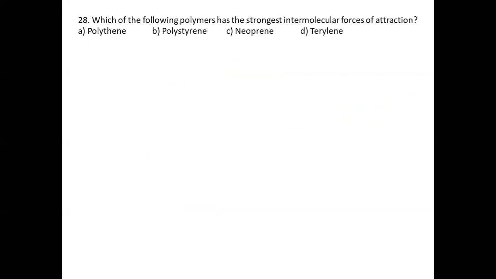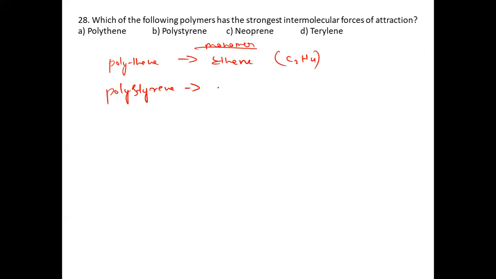28. Which of the following polymers has the strongest intermolecular forces of attraction? Given options are polythene, polystyrene, neoprene and terylene. This is also a question we can predict directly. We know polythene has the monomeric unit ethene, C2H4. For polystyrene, we can easily predict the monomer by removing the term poly. Its monomer unit is styrene, C6H5CHCH2.